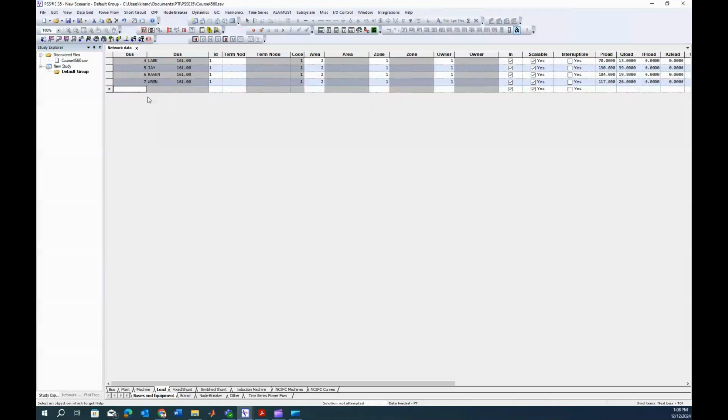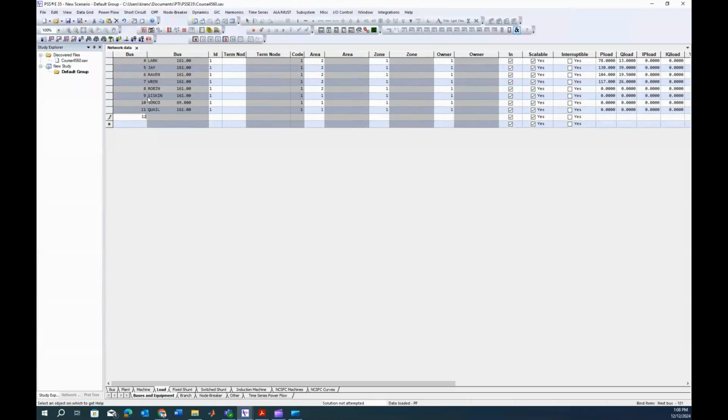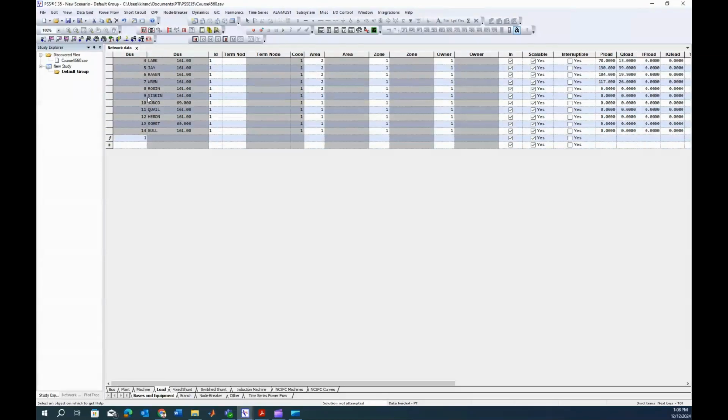Now we have load at the 8th bus, going down, 9th bus, 10, 11, 12, 13, 14, 15. You can also enter all the values of the loads there. Once you enter all the load information, you can also save it so as not to lose the data.